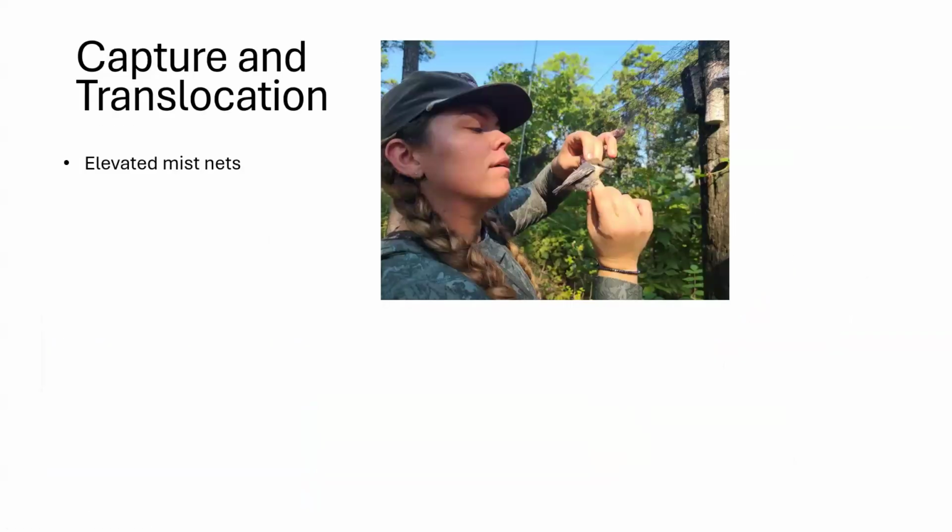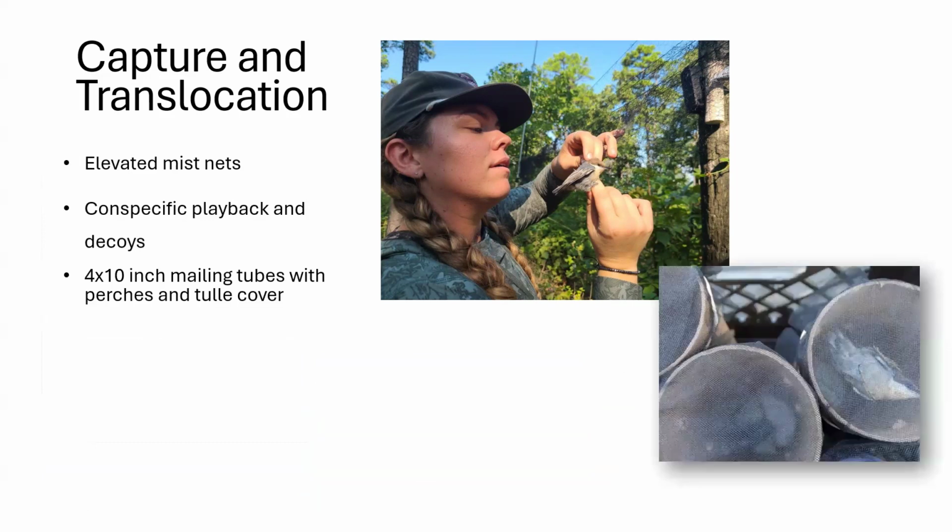A little background about how we did this, because it's pretty interesting. We used elevated mist nets because these birds are kind of high canopy birds, tough to get low to the ground. So we put the net poles on painter's poles, extendable painter's poles. We used conspecific playback and decoys to lure those birds into the nets. And we've gotten better at doing that every year.